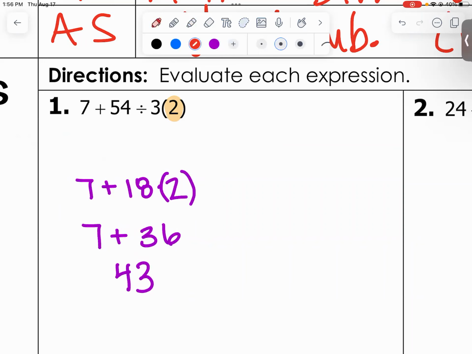Because this means 7 plus 54 divided by 3 times 2. That is the same thing. Parentheses means inside the parentheses. If you have it down incorrect, please change it. If you didn't write it down at all because you are number 1, please write it down with us. I'm already a step ahead. Thank you, Kyron.